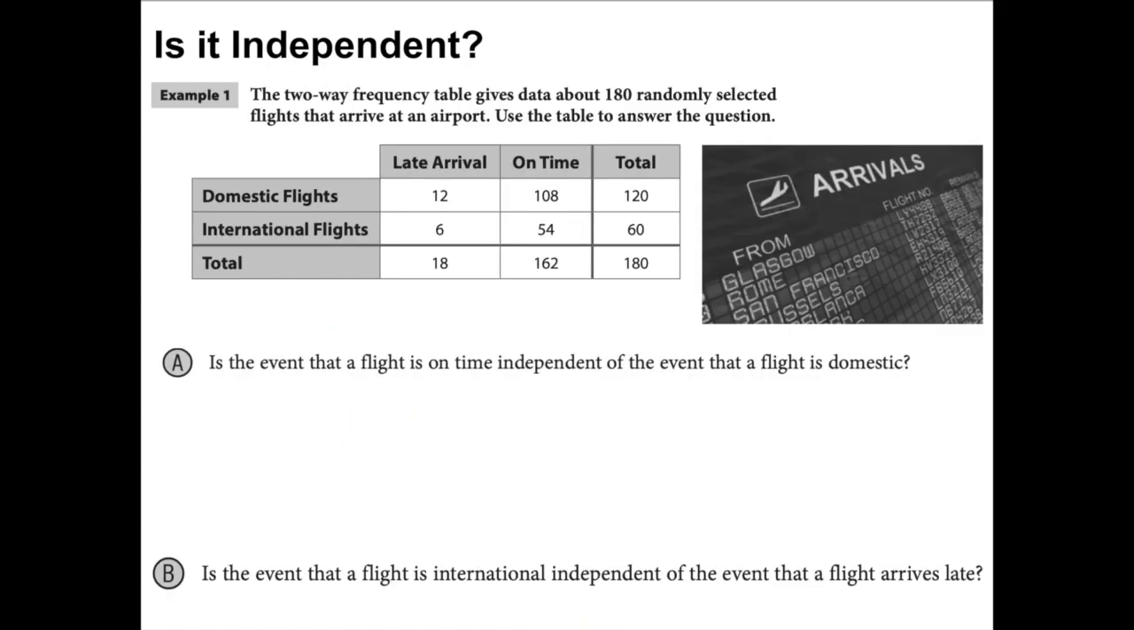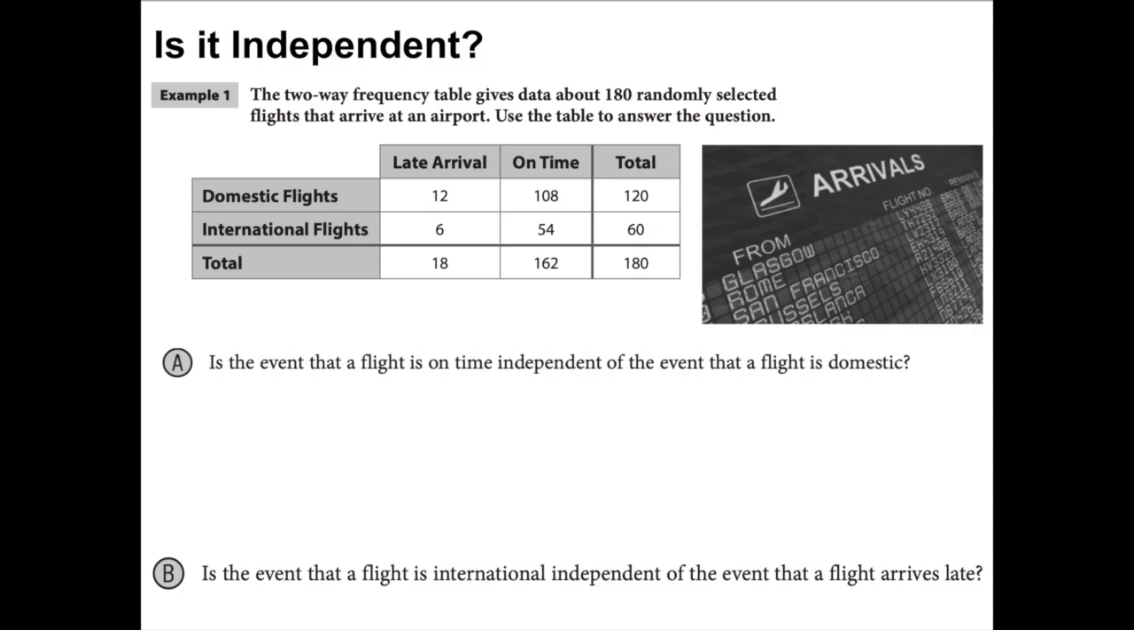So is it independent? That's something that we might have to figure out. I'm going to present this to you in terms of thinking logically, but also in terms of two-way tables, because we talked about this a while ago, but two-way tables are actually really important for some of these ideas and measuring the connection between different things. The two-way frequency table below gives data about 180 randomly selected flights that arrive at an airport.